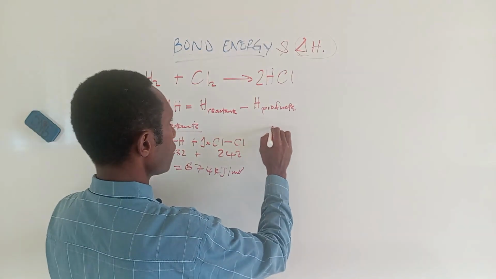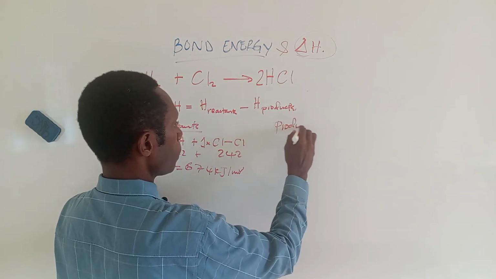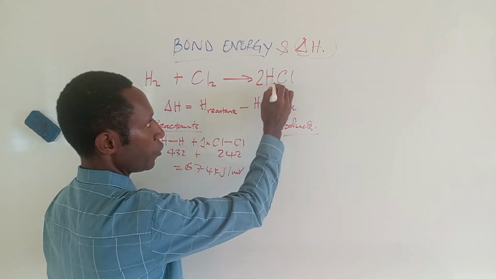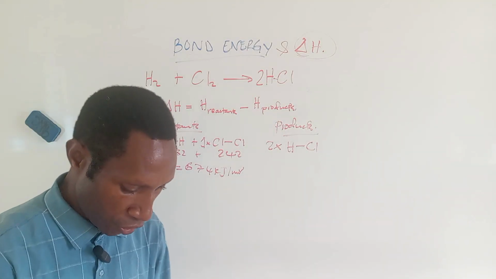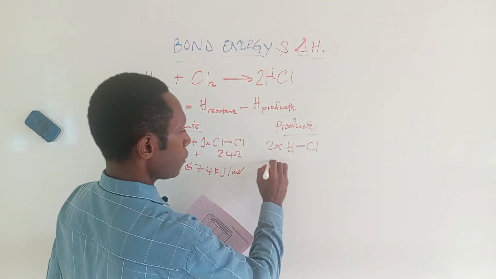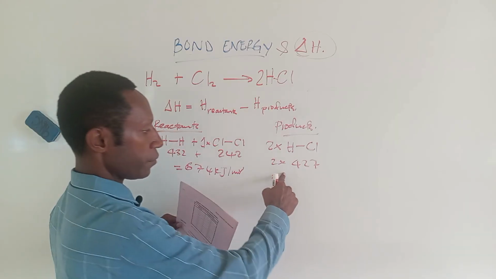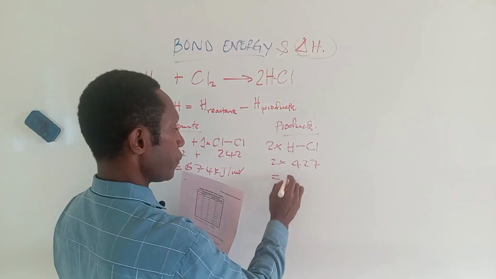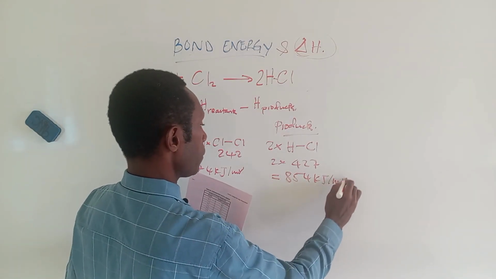For products, now you see there are 2 moles. So I'll write 2 times, it's a bonding between hydrogen and chlorine. Again I check my periodic table. It's here, 427. So 2 times 427, 2 times 400 is 800, and 2 times 27 is 54. So 854 kilojoules per mole.